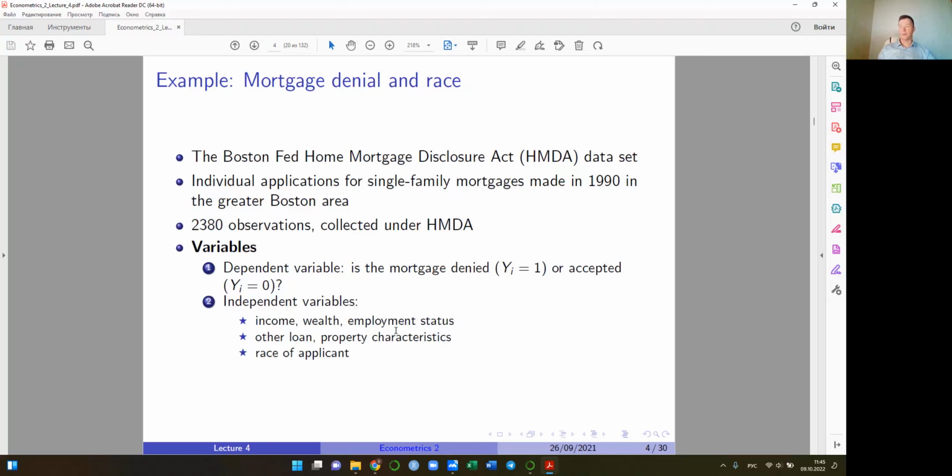And one of potential determinants of this decision might be the race of an applicant. So we want to know whether there is some discrimination related to a race. Well, in principle, we can think about some gender discrimination, about some other thing. That's going to be also the variable of interest for us.